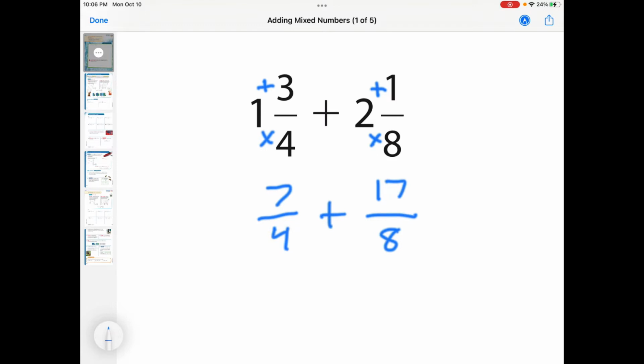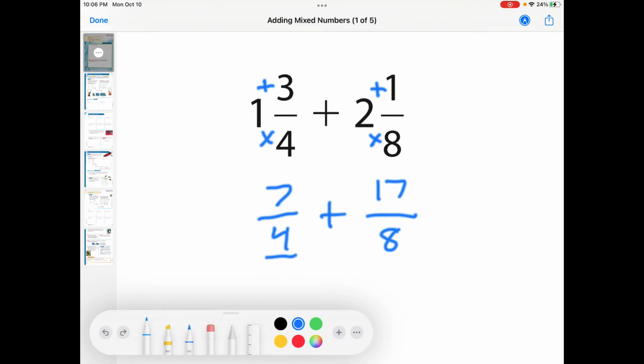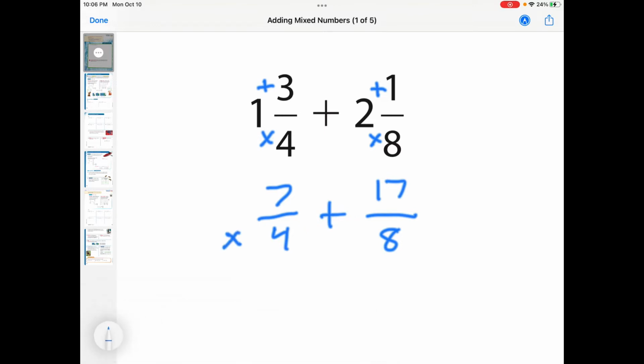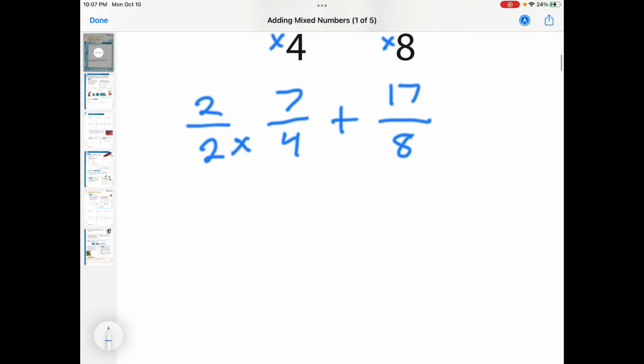But we run into a problem here. We run into a big problem. This 4 does not have the same denominator as that 8 right there. And so what I need to do is turn this 4 into something that can be added with an 8. And so we know that 4 times 2 is 8. And whatever we do on the top, we have to do on the bottom, or whatever we do on the bottom, we have to do on the top. And so let's go ahead and work that out.